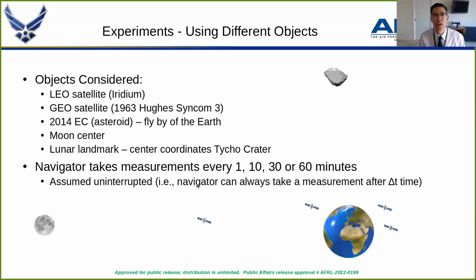Okay. So here are the experiments. We did a LEO satellite, a geosatellite, 1 asteroid back in 2014, the Moon Center, which is interesting, and then we did a lunar landmark, so-called Tycho Crater. Then we did a tempo investigation. We had measurements spaced out by 1, 10, 30, or 60 minutes. And then we assumed the navigator can always take measurements. No worries about issues about not being able to take a measurement.